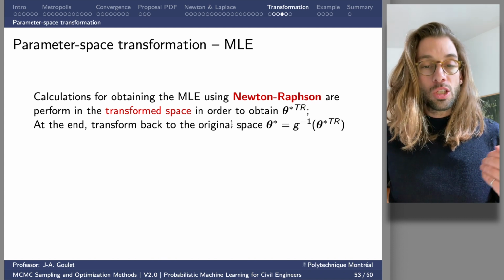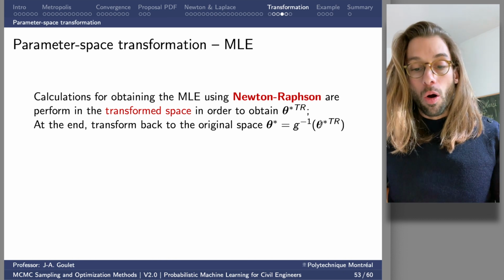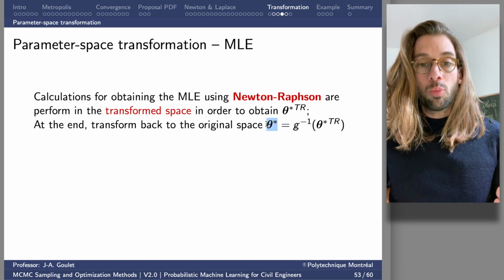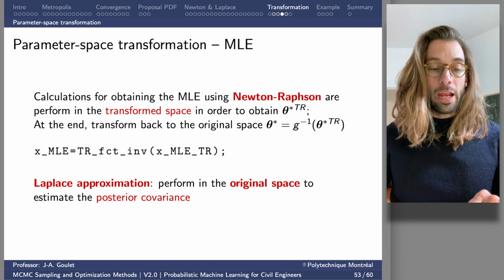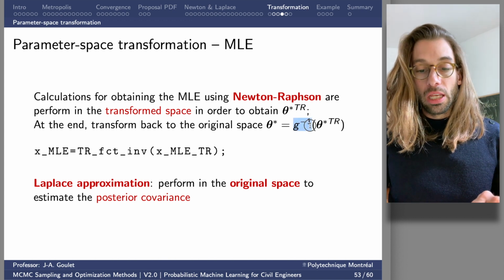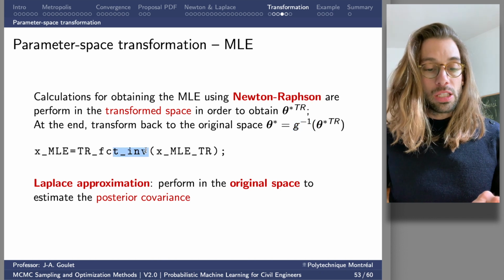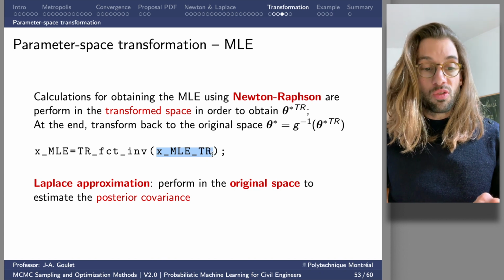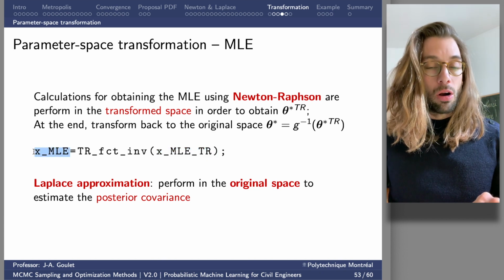So at the end, when we find our best parameter value in the transform space, we can simply take our inverse transformation function to see the equivalent point in our original domain. So here, for instance, we're going to build this inverse function. We're going to encode it so we can directly evaluate our parameter coordinate in the transform space and transform it into our original space.